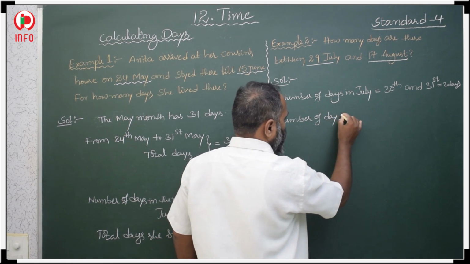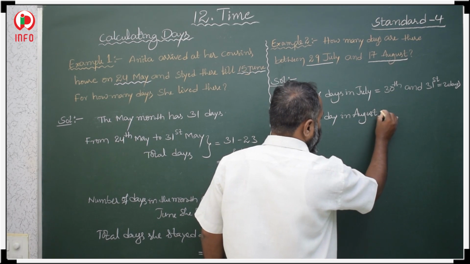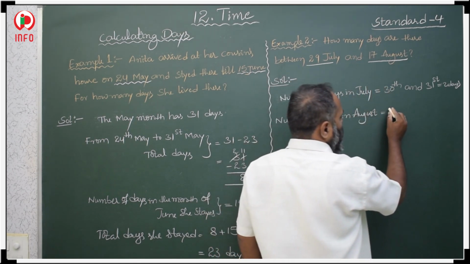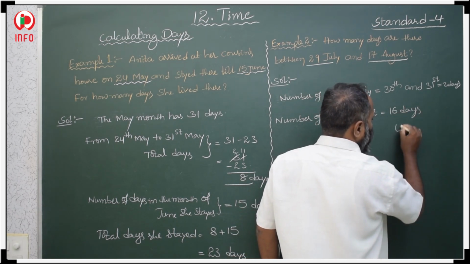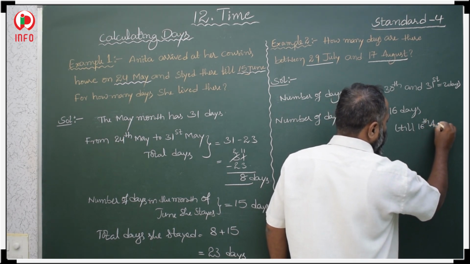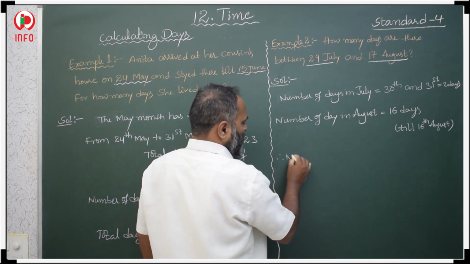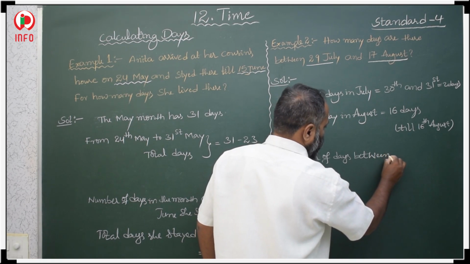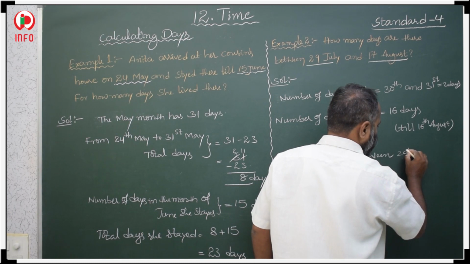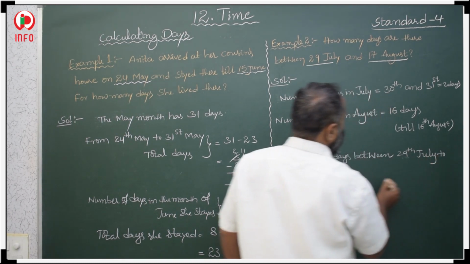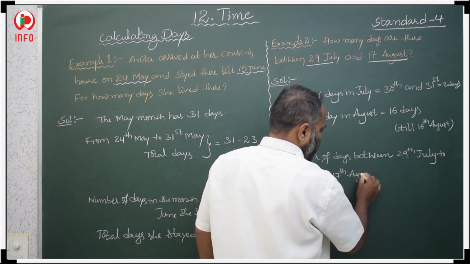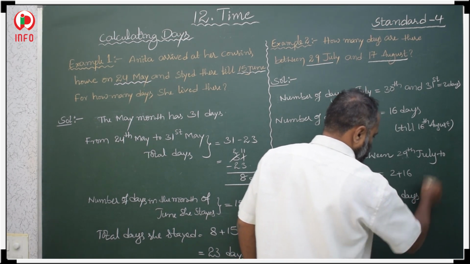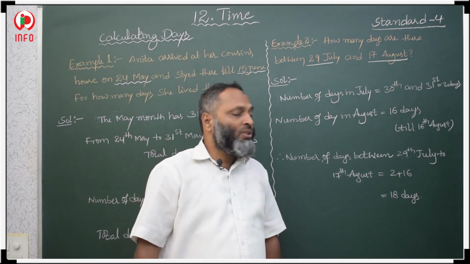Number of days in August. Till 16 only we should count. Why? Because we should not include the 17th August. Between is asking. Between means don't include the 17th. So 16 days, till 16th August. Therefore, number of days between 29th July and 17th August is equal to 2 plus 16, 18 days. Total 18 days between 29th July and 17th August.